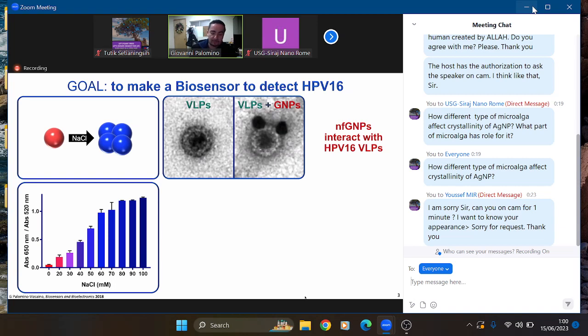By transmission electron microscopy, we determined that the gold nanoparticles interact directly with the human papillomavirus virus-like particles. As you can see in the microscopy, the virus capsids appear as a deflated balloon. Gold nanoparticles are electrodense, and in this image, the complex looks like a Mickey Mouse. So the non-functionalized gold nanoparticles interact directly with the human papillomavirus 16 VLPs.